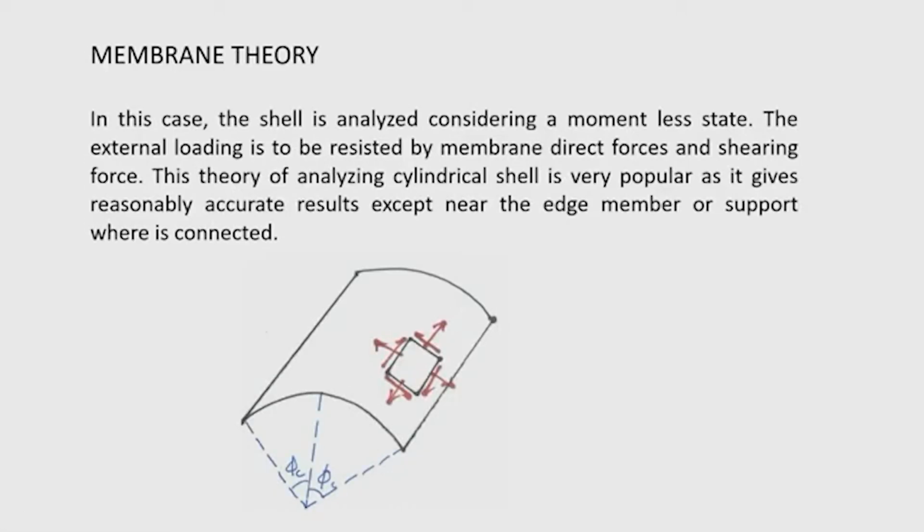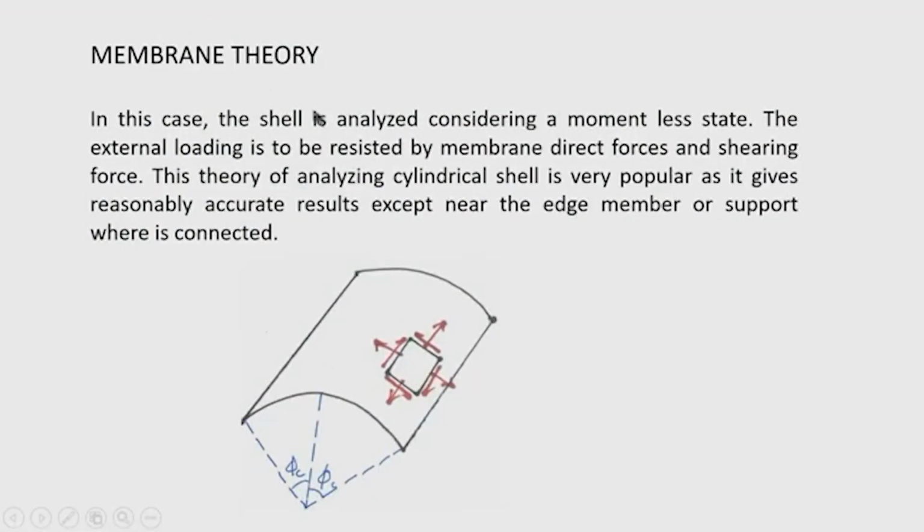Then the membrane theory, which we will discuss in today's class, and our whole analysis will depend on membrane theory. In the last module, I will introduce the bending of the shell. So, in this case, the shell is analyzed considering a momentless state. That means the bending rigidity of the shell is neglected. So, what does it mean? The shell element is in a state of in plane forces. So, in plane forces are the only resisting forces in the shell to the external load. The external loading is to be resisted by membrane forces, that in a shell element I have shown by arrow.